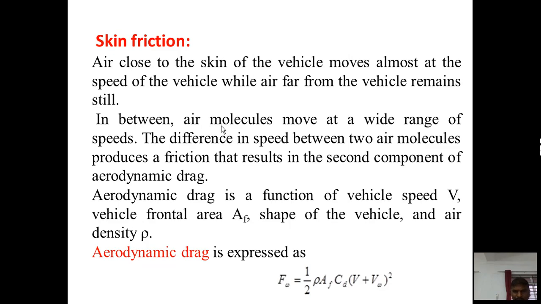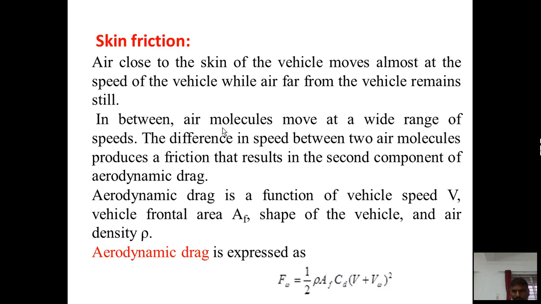Skin friction. Air close to the skin of the vehicle moves almost at the speed of the vehicle, while air far from the vehicle remains still. In between, air molecules move at a wider range of speeds. The difference in speed between two air molecules produces a friction that results in the second component of the aerodynamic drag.